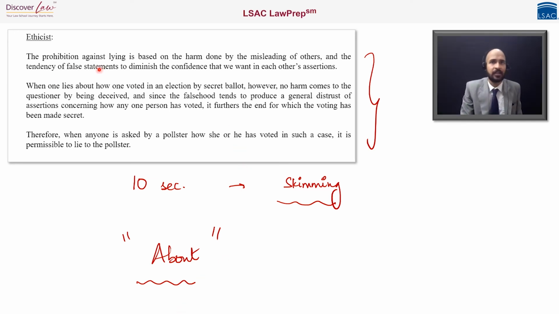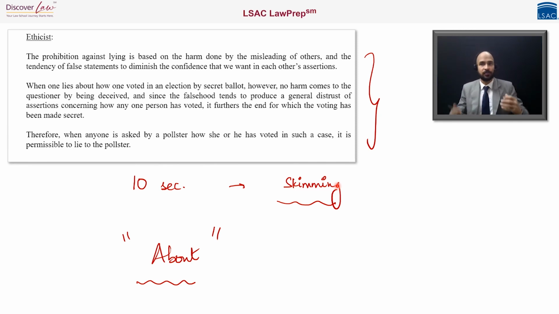First line: the prohibition against lying is done because misleading diminishes confidence. You should not lie to people, because you lower the confidence. Quick. It says when you lie about a secret ballot, no harm comes. When you're voting and you lie about whom you voted for, okay, let's move ahead. It says, therefore, when anyone is asked by a pollster how she voted, it is permissible to lie. Now you have an idea of what is in here. I was talking, so it slowed things down, but if you were doing this silently, it would have been a lot faster.